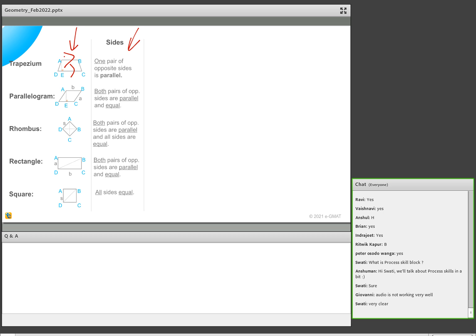That's it about trapezium. When it comes to parallelogram, you have two pairs of opposite sides. They are parallel and they are equal, right?